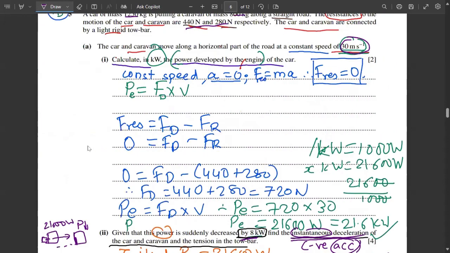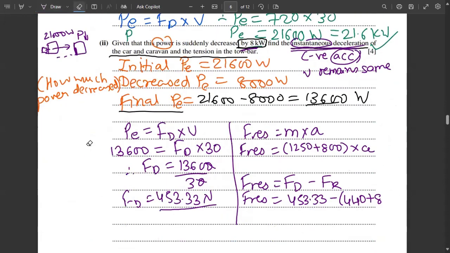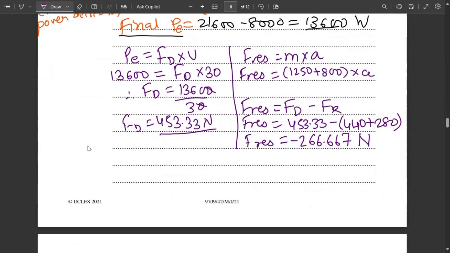440 plus 820? No, 280. Now, if I put this in the calculator, F resultant will be minus 266.667 Newton. So now we can find the acceleration. F resultant is minus 266.667 Newton.